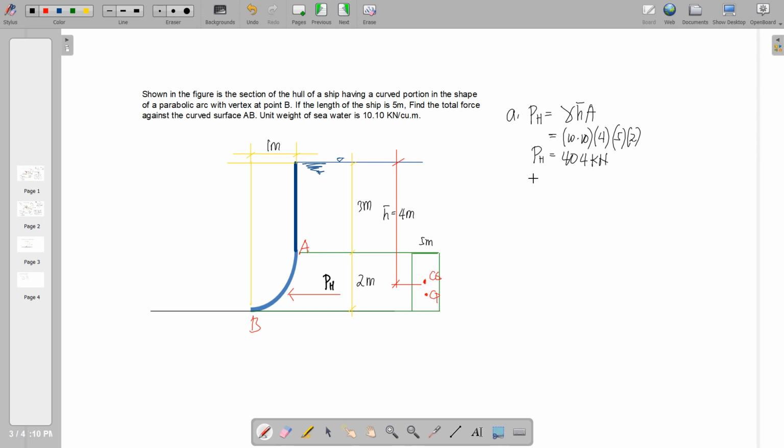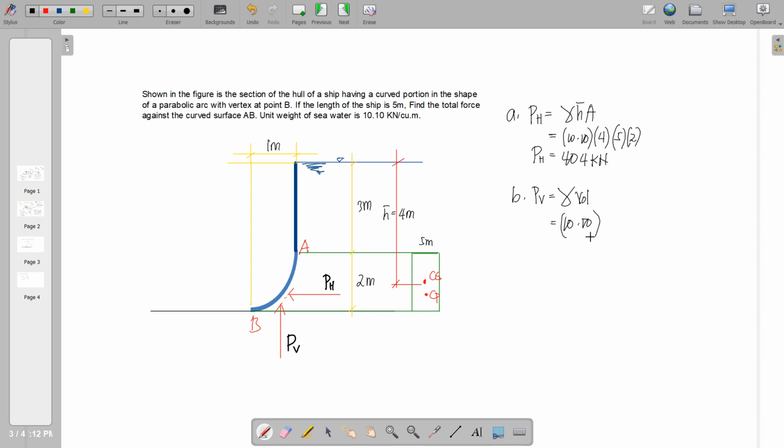Let us now proceed to the vertical component. So in this case, the surface is above the liquid surface. So if this is the liquid, and the liquid is towards the curve, therefore our PV should be going upwards. Say this is our PV. So we can easily compute PV by the formula PV is equal to gamma times the volume.